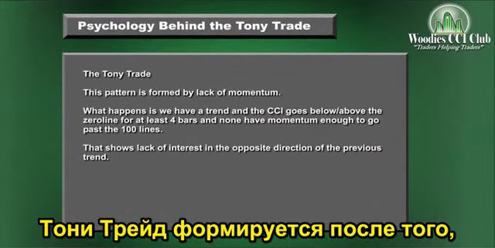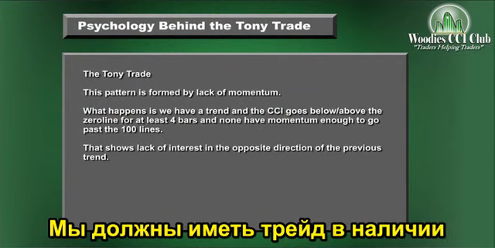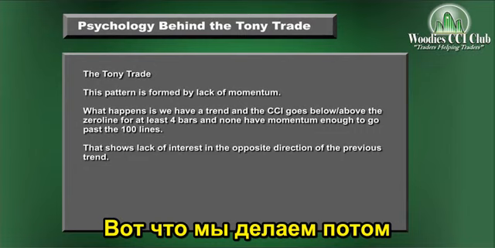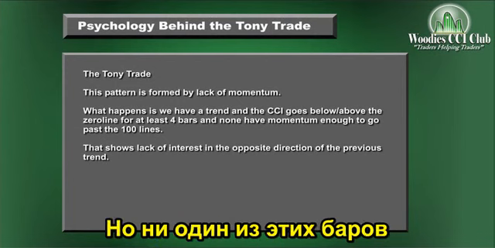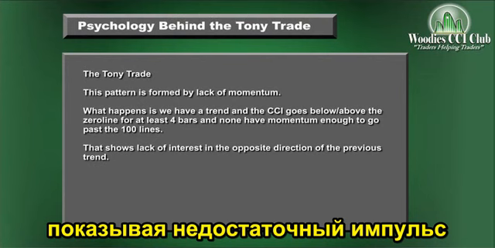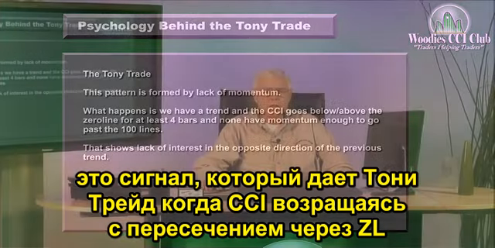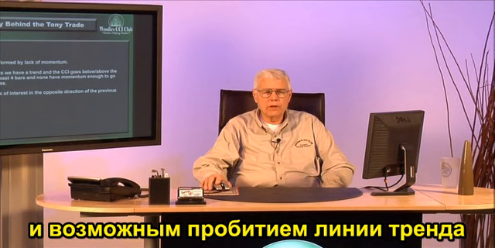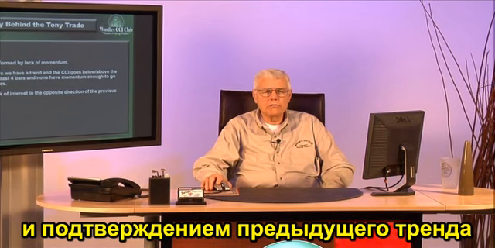Now the Tony trade is formed after we have had a trend. We must have a trend in place. And then what we do is we go above or below the zero line for a number of bars, but none of those bars can reach the plus or minus 100, showing a lack of momentum. And what we look for as a trigger is to have the Tony trade come back through the zero line with a possible trend line break if we can draw one, and the trigger is coming back through the trend line and resuming the prior trend.